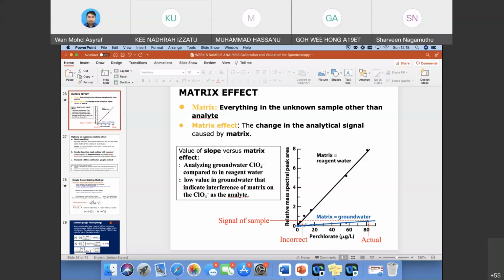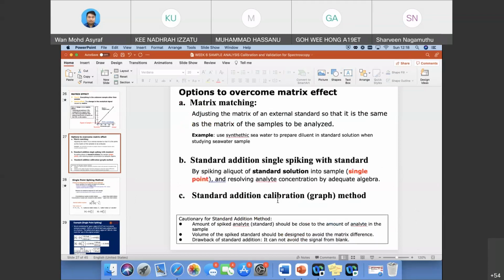Based on this, we are looking into a couple of options for overcoming this matrix effect. They are matrix matching, standard addition single spiking with standard, and the third one is the standard addition calibration method, the one that I have mentioned before.